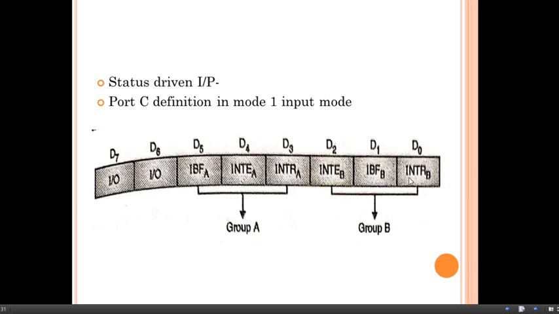This D0 bit is for INTR for group B. This is for IBF for group B, INT for group B. This is the INTR signal for group A, INT and IBF for group A, and these two are for input output. So these are the port C definitions in mode 1 input mode in the case of status driven IO, status driven input mode.